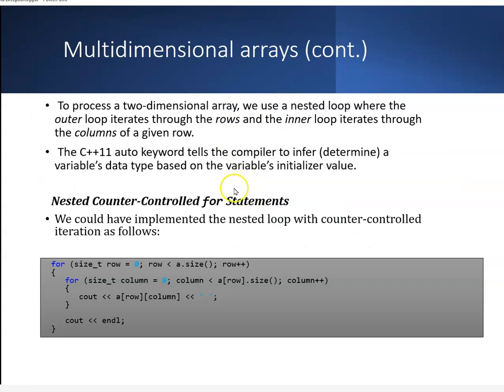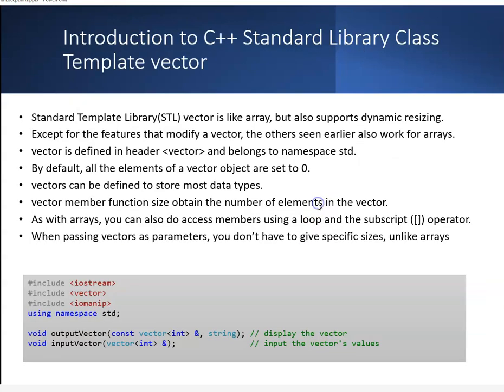So to process multiple dimension arrays, we need a nested loop where the outer loop iterates through the rows and the inner loop iterates through the columns. The auto keyword tells the compiler to infer a variable's type based on the type of the variable's initializer. We could also do this with a counter-controlled iteration as follows, where we have the row and the column specified explicitly using a normal for loop.